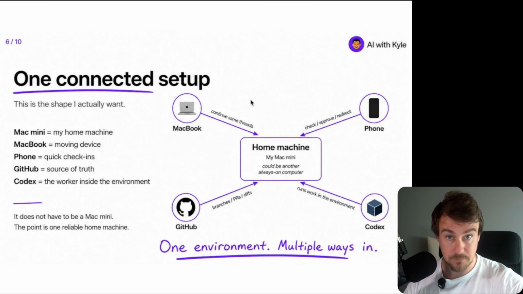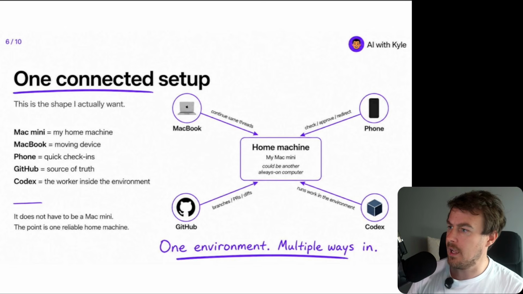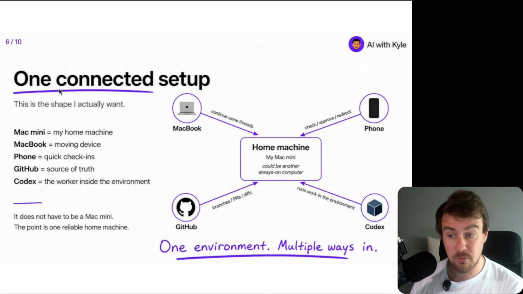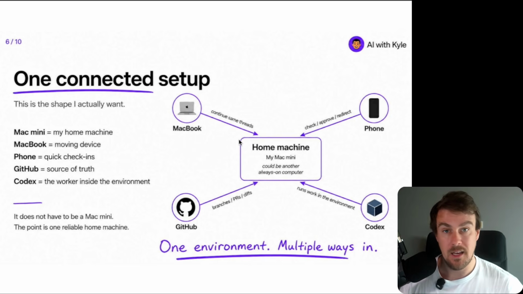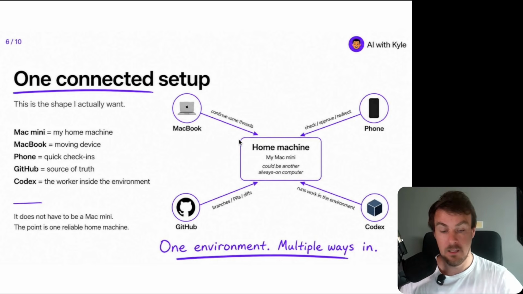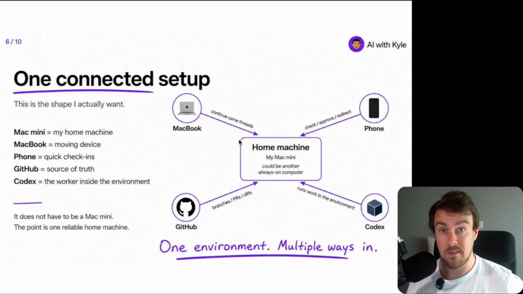So for me, I have a Mac Mini. Let's have a look. I have a Mac Mini Apple M4 Pro, 24 gigabytes of RAM. It's fine. It does the job. So that is my home machine. That is always on. That is always signed into Codex and always connected to the internet. I then have my MacBook. This is what I take to the cafe. This is what I sit by the pool with and continue working on sessions.